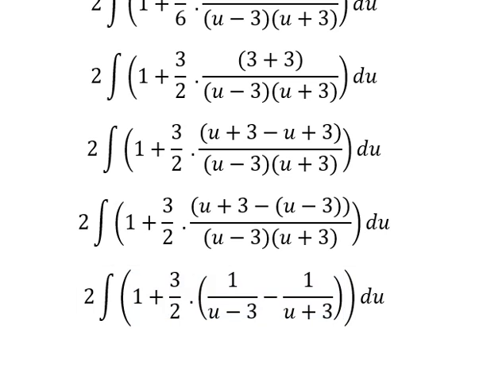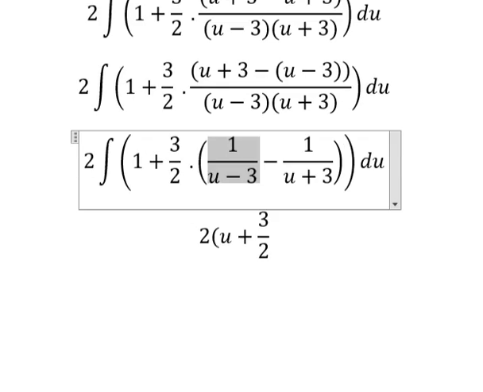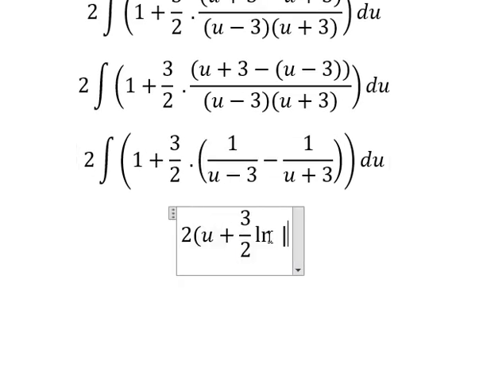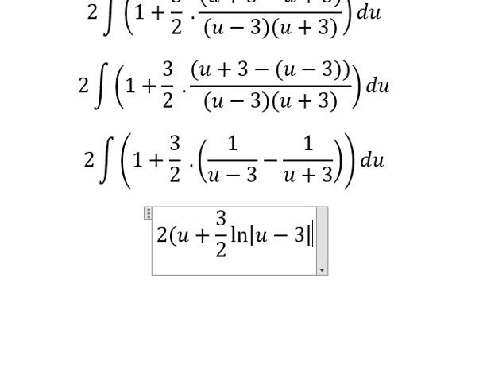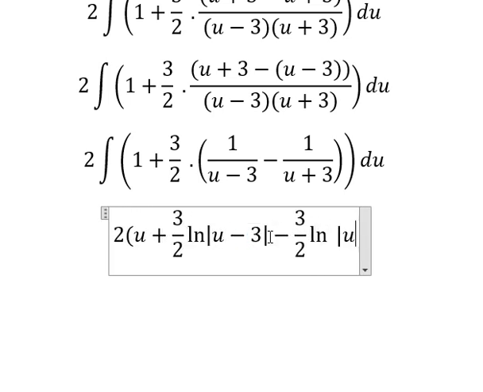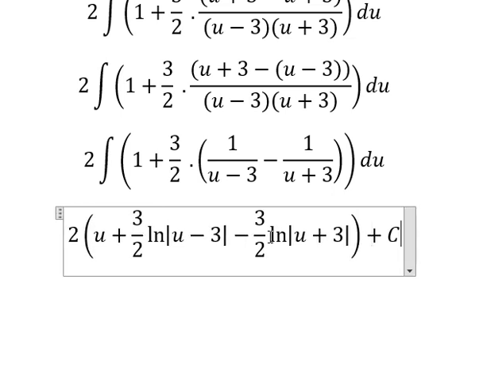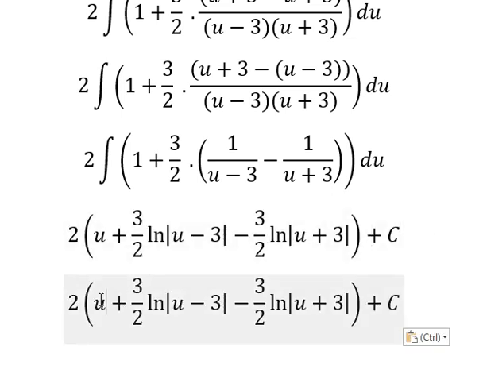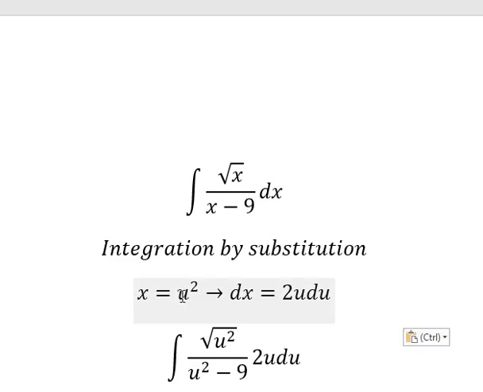So now we have the final answer. The integration of number 1 is u. The integration of this one is ln of the absolute value of u minus number 3. And the last one, u, is this one.